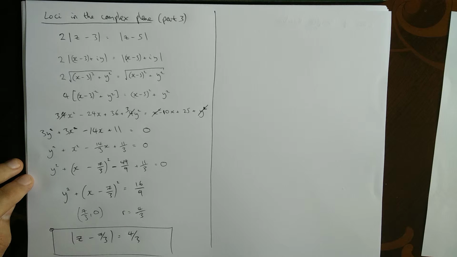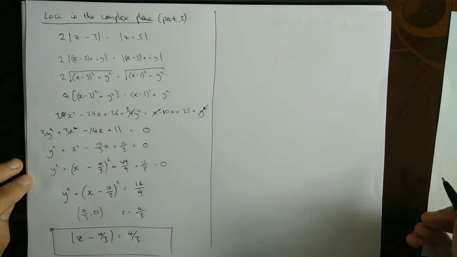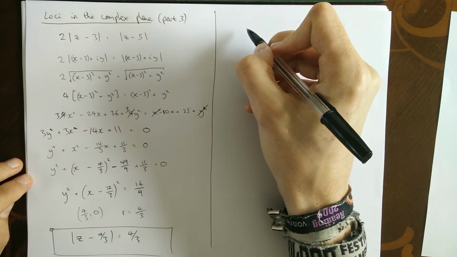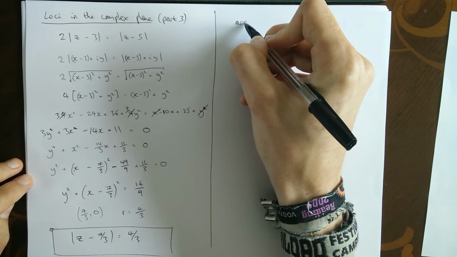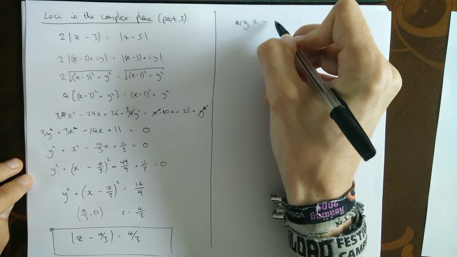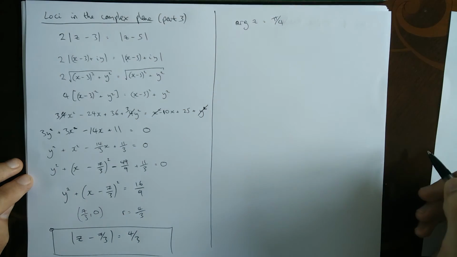I would like just to mention one other type. I think we have time to mention it in this video. So, let's consider it over here. What about if we have something like, not the modulus, but the argument of z equal to a number? What would happen then?